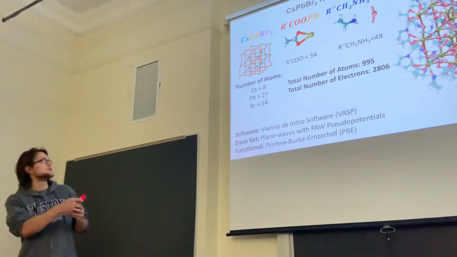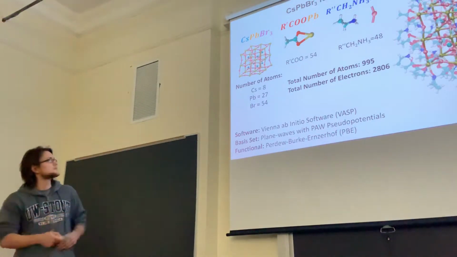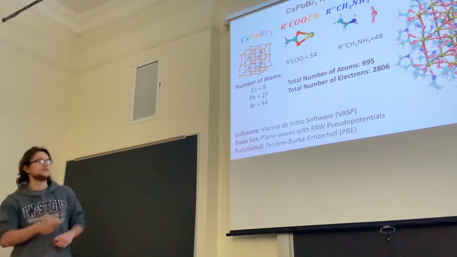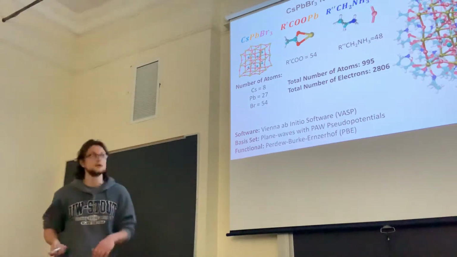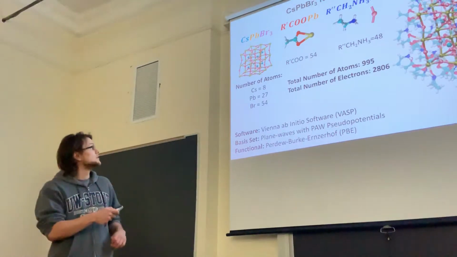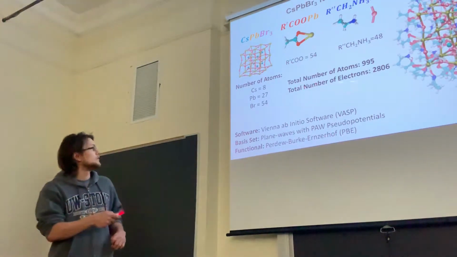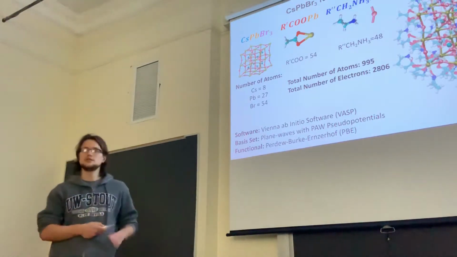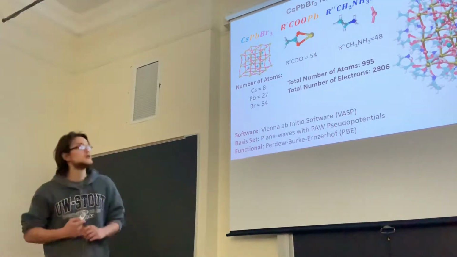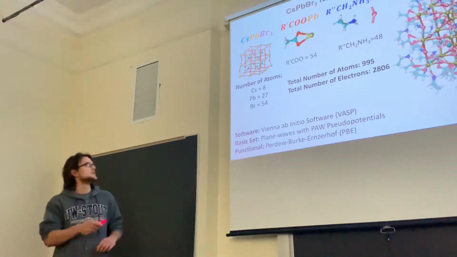certain type of ligand, which counterbalances the charge. And same for the bromides. These ligands correspond to what's seen experimentally, so this would be like oleic acid and oleylamine if you do experiments. We have a total number of atoms of about 1,000 and 2,800 electrons, so it's a very massive model. It takes quite a bit of computational power.